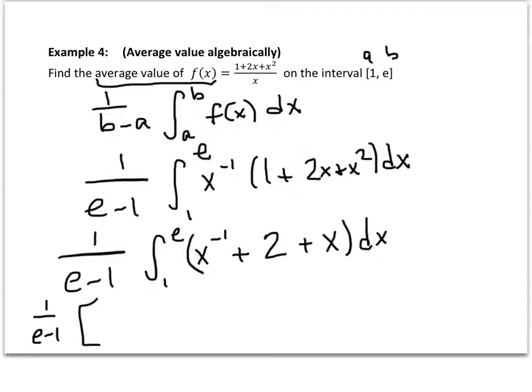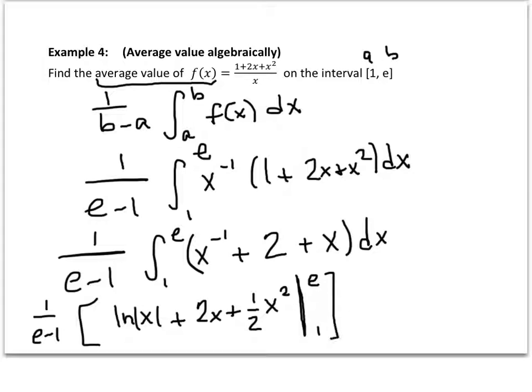Now I'm going to deal with what's on the inside. So now I'm actually going to integrate or find the antiderivative. So x to the negative 1, if I add 1 to the power and divide by the new power, I get x to the 0 over 0. This is my alarm bell. So I know if I get x to the 0 over 0, that should be natural log x, plus the integral of 2 is 2x, plus x squared, add 1 to the power, divide by the new power. I want all of those evaluated at 1 and e.